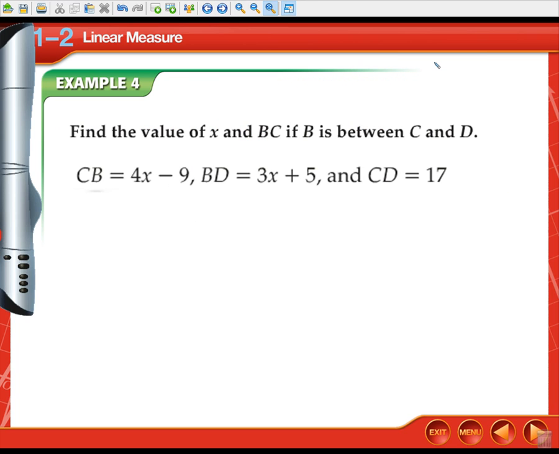All right, next one up here. Find the value of x and the value of BC if B is between C and D. Well, right here, this is telling me we are going to need to draw a picture. Okay, so we can't just do this based off of what we think it looks like in our head. Let's go ahead and draw a picture to help us. So I'm going to draw it going straight up and down.